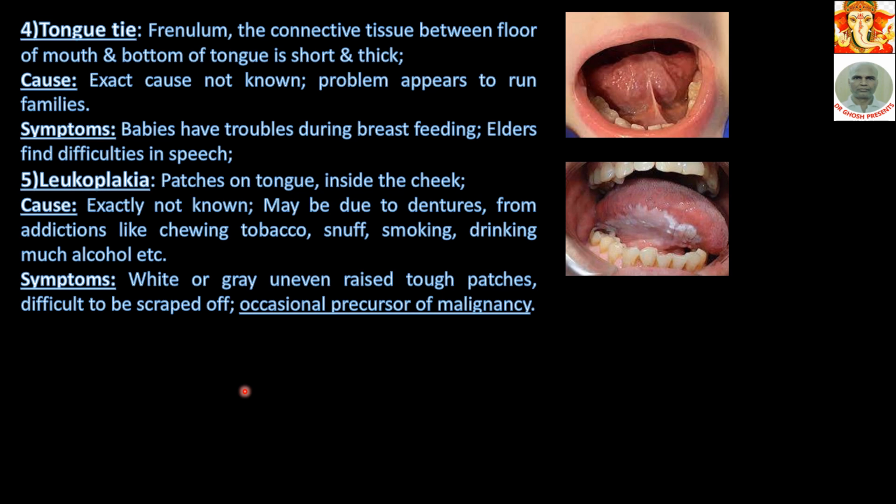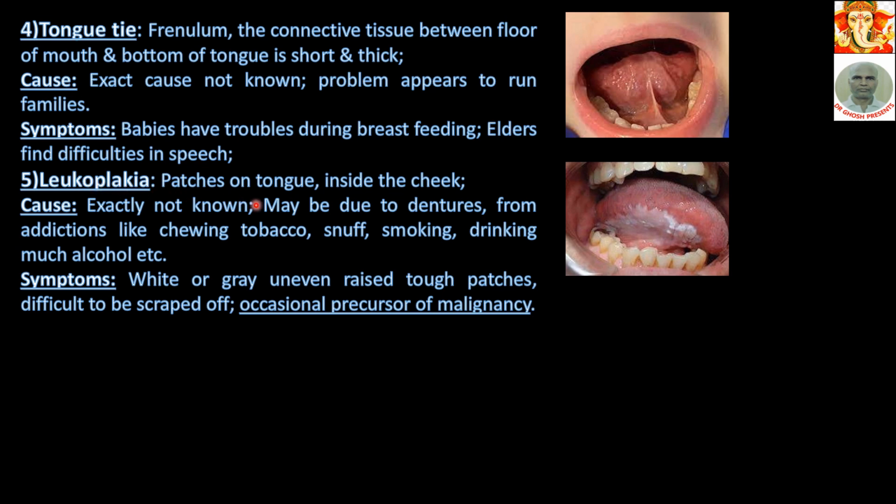Number 4, tongue tie. The frenulum, the connective tissue between the floor of the mouth and the bottom of the tongue, is short and thick. This is called the frenulum, which keeps the tongue attached to the base of the mouth. Cause: exact cause not known. The problem appears to run in families. Symptoms: babies have trouble during breastfeeding. Elders find difficulties in speech.